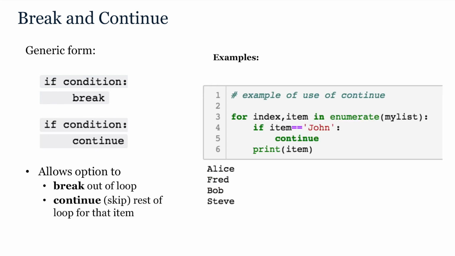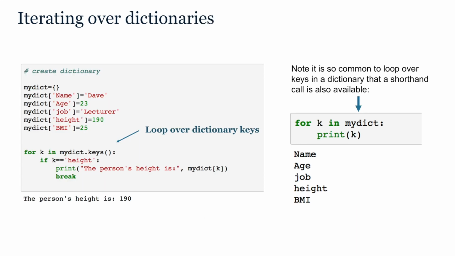On the other hand, continue statements just skip that item of the list out and then carry on. So here the loop prints every name except for John. So what do we do when we don't have a sequential data object but instead have a dictionary? We use a dictionary iterator called from the function keys.